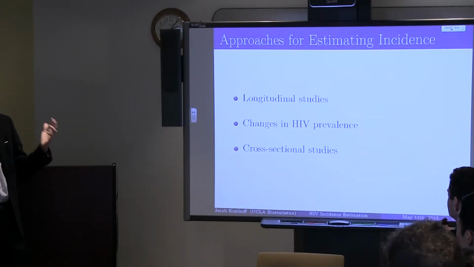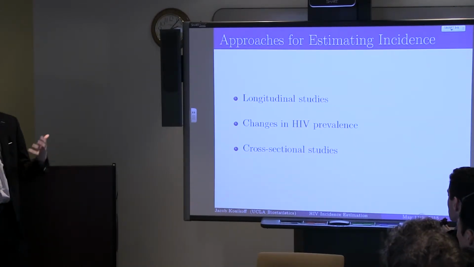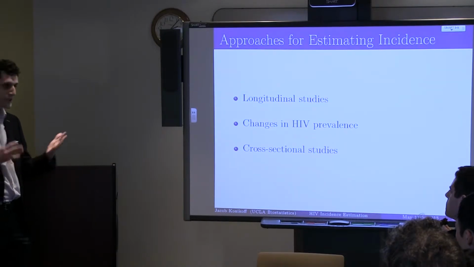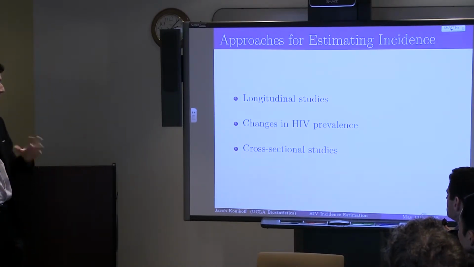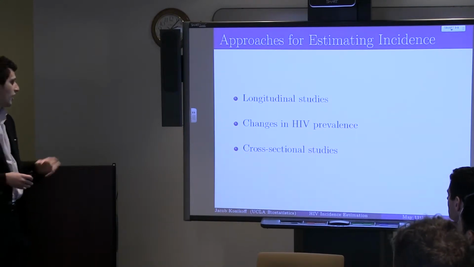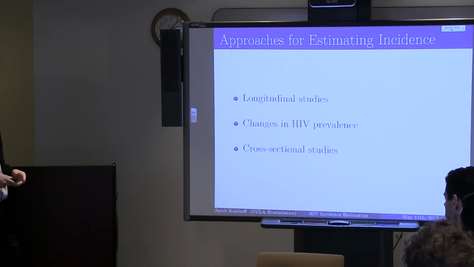And say that in 2014, there were 1 million people in the US infected with HIV, and in 2015, there were 1.1 million. Well, then I know that at least 0.1 million new infections occurred in the US or entered the US population. And then there's cross-sectional studies, which is what the main focus of today's talk is going to be.